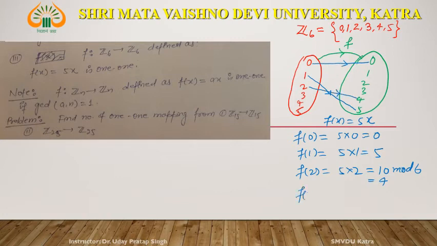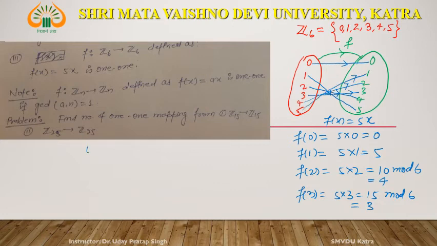What is f of 3? F of 3 is equal to 5 into 3, that is 15. 15 modulo 6 is equal to 3, means 3 is related to 3. Similarly, f of 4 is equal to 20, and that is 20 divided by 6, what is the remainder? 2. This is related to 5 related to 1.